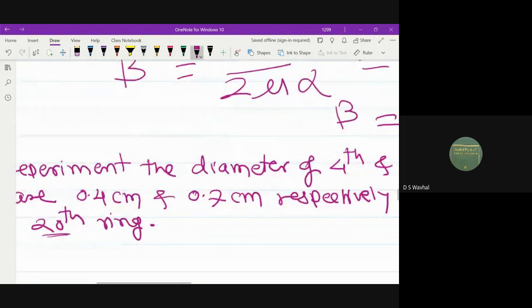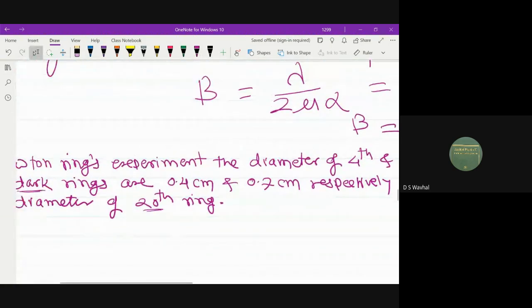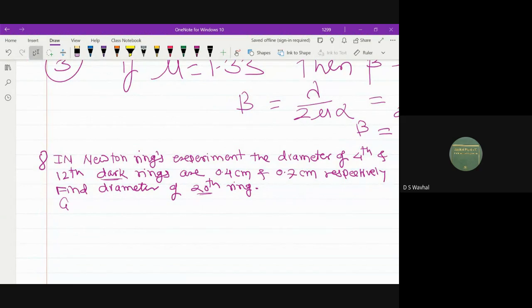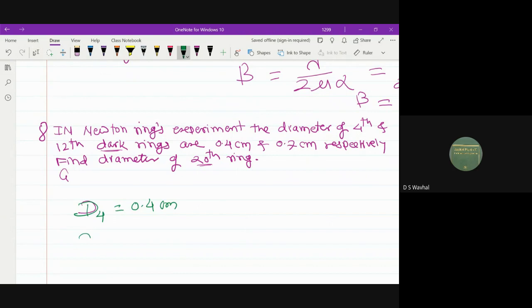Okay, then let us go to the next sum. Sum number 8 is about the Newton's ring. Let us read it. In Newton's ring experiment, the diameters of 4th and 12th dark rings are 0.4 centimeter and 0.7 centimeter. So what is given is diameter of the 4th ring, and that is 0.4 centimeter. Also diameter of 12th ring is given, and that is 0.7 centimeter respectively. Find diameter of the 20th ring.